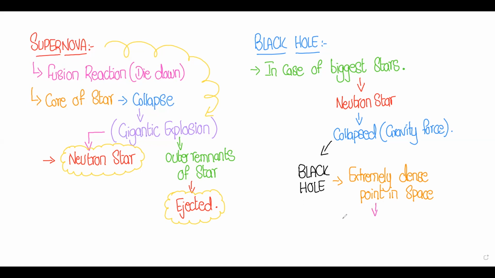and it is dense enough that not even light can escape from the black hole. So it will also absorb the light which is passing around the black hole. So it will absorb all the energy, all light energy, all thermal energy into it due to the force of attraction or the gravity pull. So that's why no light will move out from that black hole.